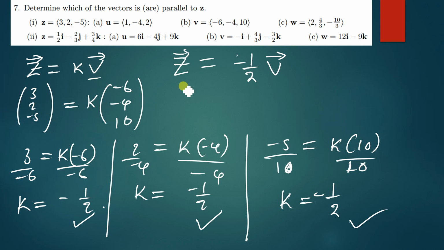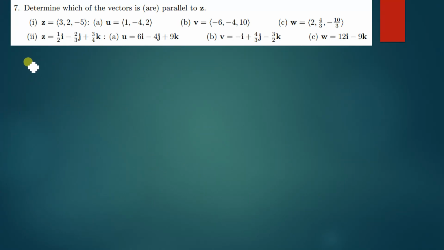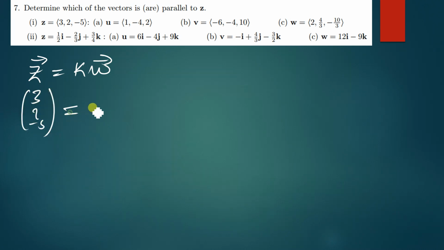We move on to W then. Following the same procedure, we say Z is equal to KW. We put in the figures: (3, 2, -5) is equal to K times W, which is (2, 4/3, -10/3).